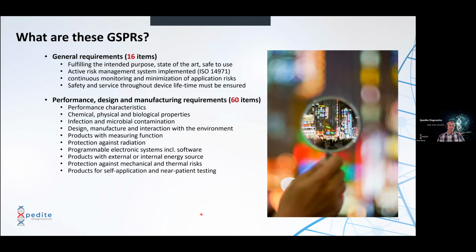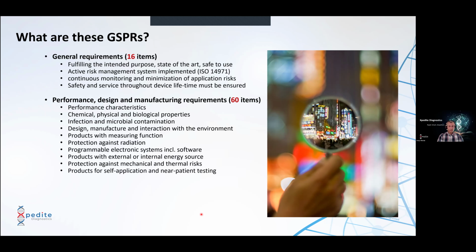Then the second group is about the performance, design, and manufacturing of devices. It's a total of 60 items at maximum that need to be considered and checked basically if they are applicable, and if they are, if you can prove that your device is in conformance with them or is fulfilling them. This comprises things like the performance characteristics, chemical and biological properties, like hazardous materials, infectious materials that can be part of a device. Also infection and microbial contamination that might happen, the design, manufacturer, and interaction with the environment, and so on and so on. Some stuff just applies for instruments like the radiation, some electronic systems like software, or internal, external energy sources.